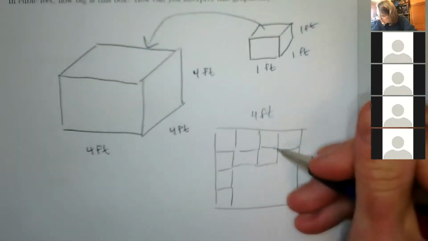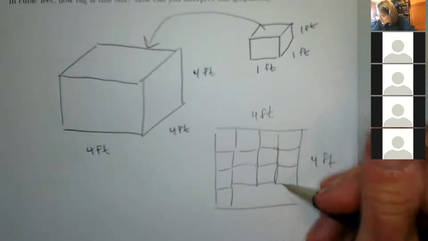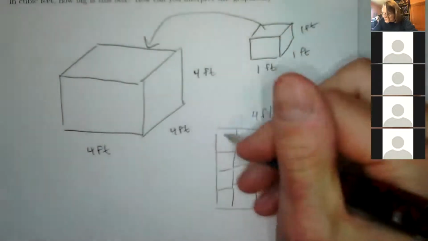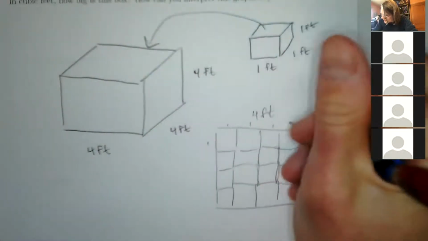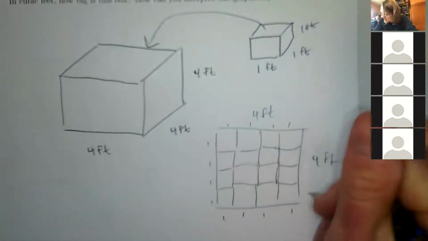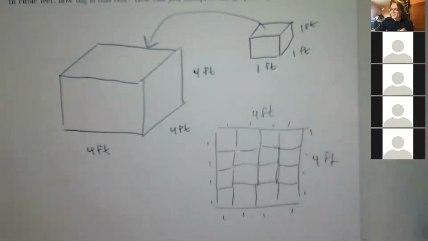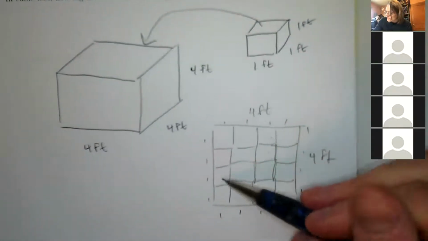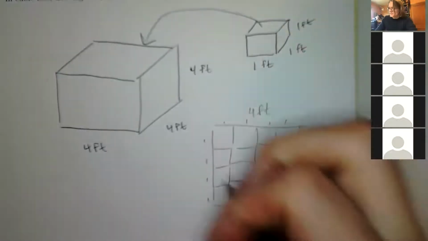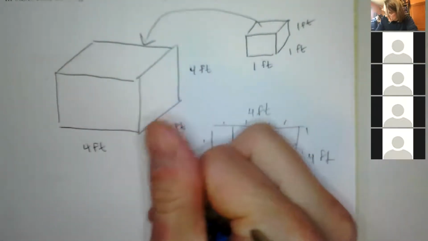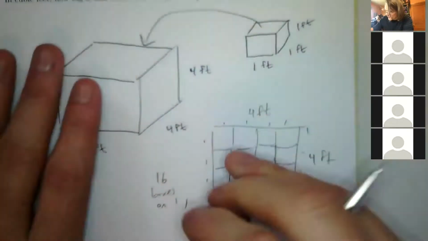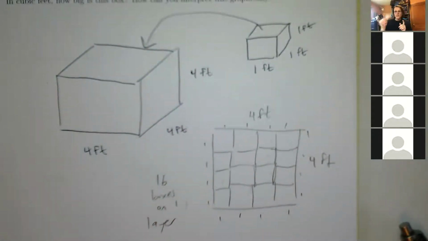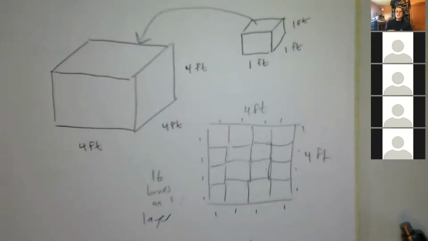And I can fit along like that, and then like that, and then like that, and there, right? Because each side is 1 by 1, each of these takes up 1 by 1. They're all 1 by 1 by 1. So I can fit 4 by 4. And so in all, I get 1, 2, 3, 4, 5, 6, 7, 8, 9, 10, 11, 12, 13, 14, 15, 16 boxes on one layer. So on one layer of the big box, I could fit 16 smaller boxes.